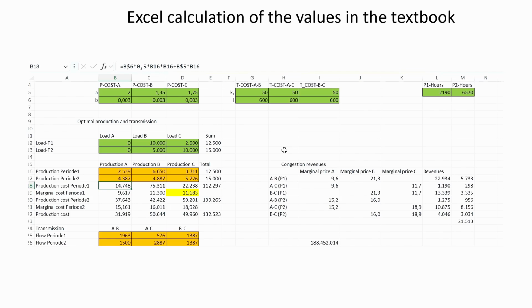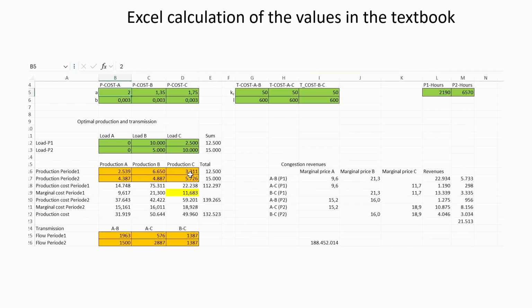Before we calculate the example from the textbook using the power market simulator, I will make the same calculation in the Excel sheet. What you see here are the values of the marginal cost curve for the unit in A, the unit in B, and the unit in node C. This here is the cost of the transmission lines between the different nodes. And this here is the number of hours in period 1 and the number of hours in period 2. These values are the load in each of the different nodes in period 1 and in period 2.